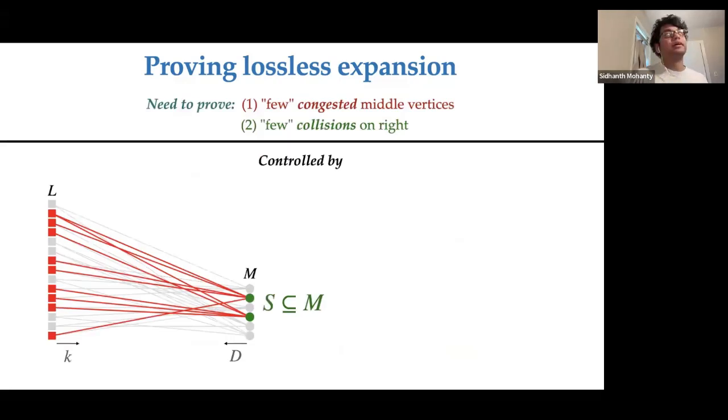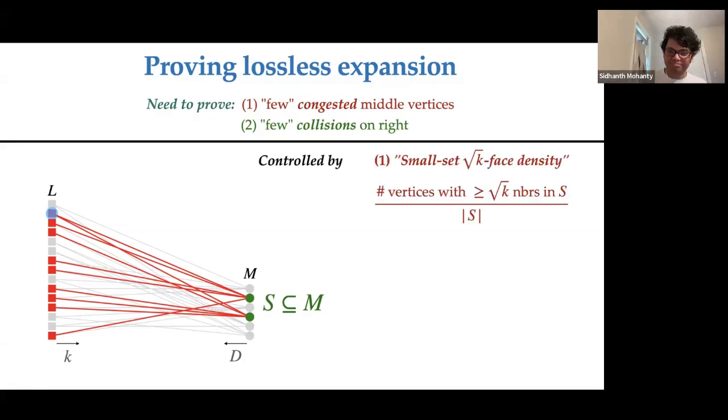And I will tell you all two combinatorial quantities associated to the left middle, or equivalently the middle right graph, that you should think of, which will control quantities 1 and 2. I won't tell you how controlling the quantities I'm about to tell you will control 1 and 2, but hopefully they're interesting on their own.